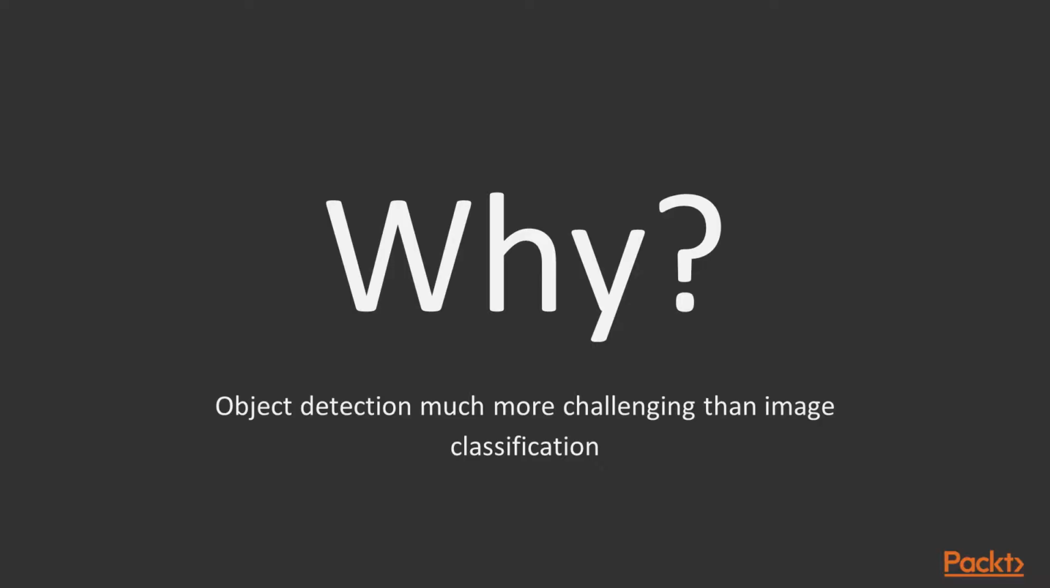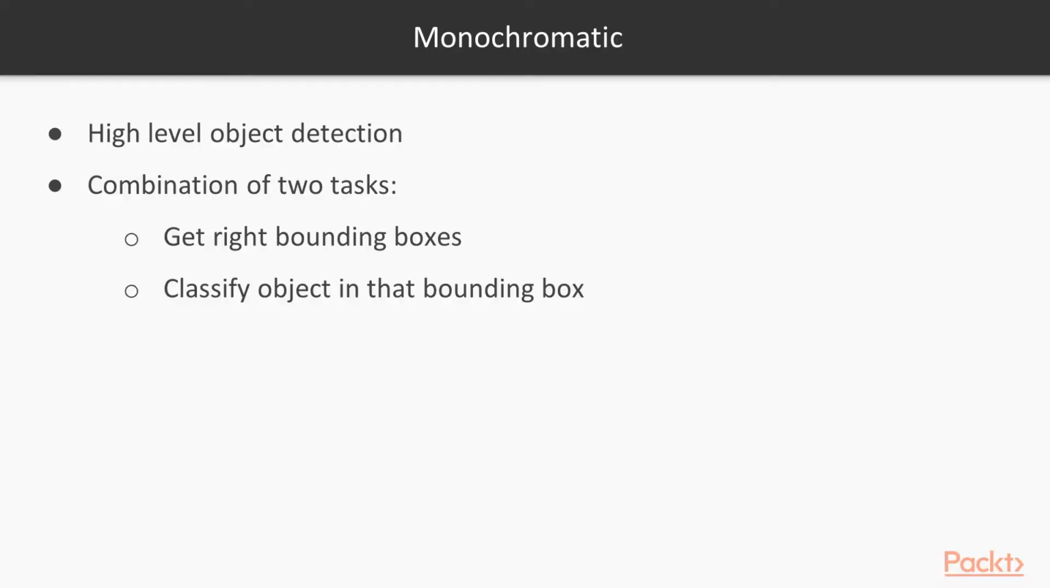Next, we will see why object detection is much more challenging than image classification. Assume we are dealing with monochromatic images for simplicity. Any object detection at a high level may be considered a combination of two tasks, such as getting the right bounding boxes, or as many of them to filter later, and classifying the object in that bounding box, while returning the classification effectiveness for filtering.